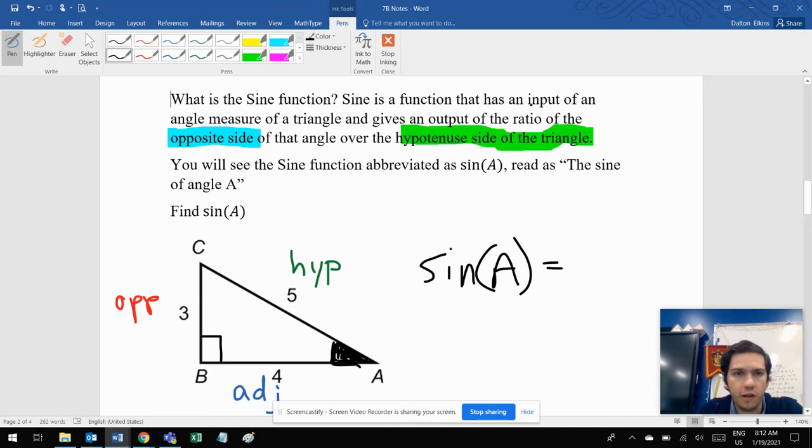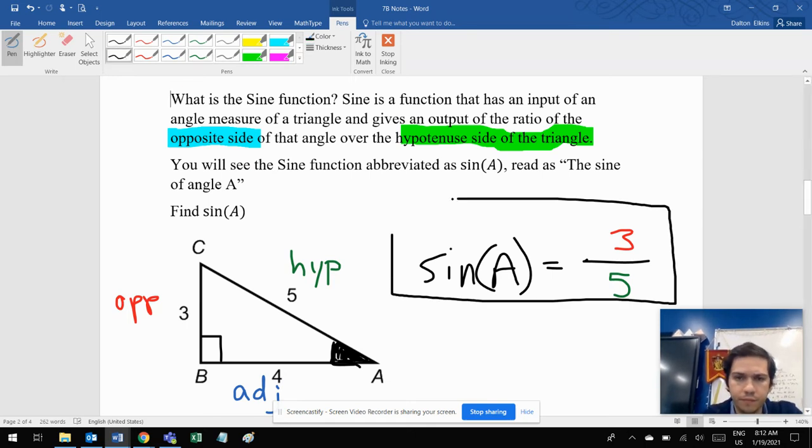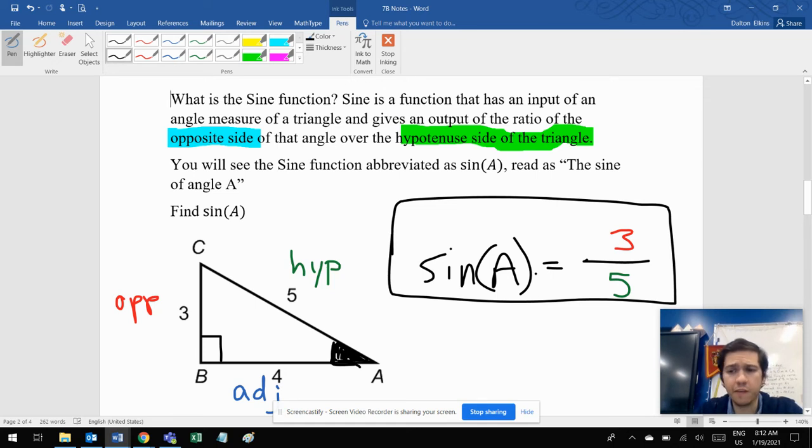So the sine function takes an input of an angle measure. So we're inputting angle A. And it gives an output, so it's equal to the ratio of the opposite side of that angle over the hypotenuse. So the opposite side of 3 over, so divided by the hypotenuse side, which is 5. So sine of A is 3 over 5. That is the sine ratio of angle A. It's 3 divided by 5, 3/5.